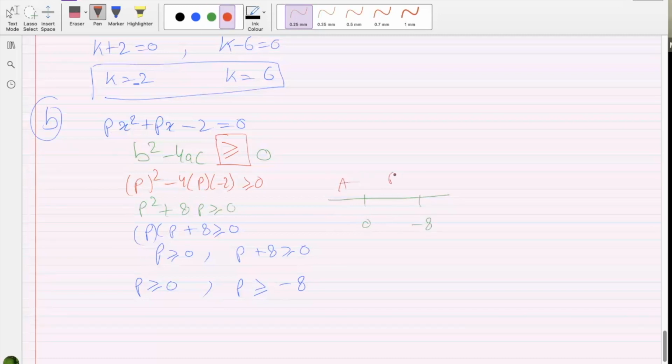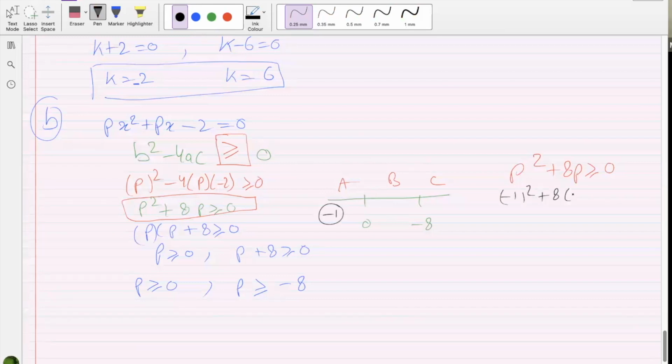One way is this: A, B, C. We use these values and see if we get the correct response or not. And I'm using this: P square plus 8P is greater than 0. If I talk about this section A, may I use value minus 1? So see for yourself, square of minus 1 is 1 and 8 into minus 1 is negative 8. Negative 7 is greater than or equal to 0. Is it true or false?